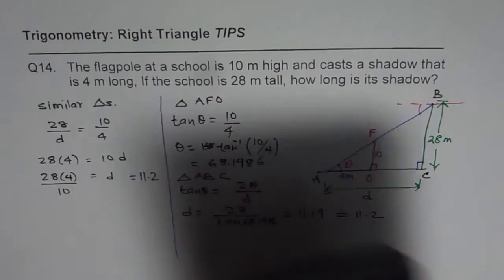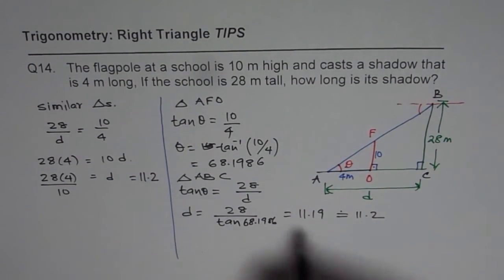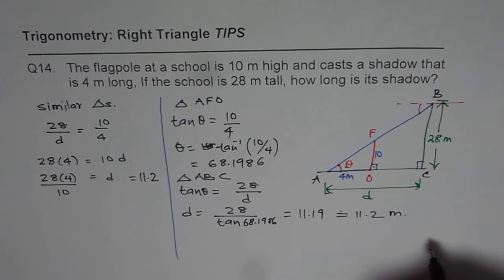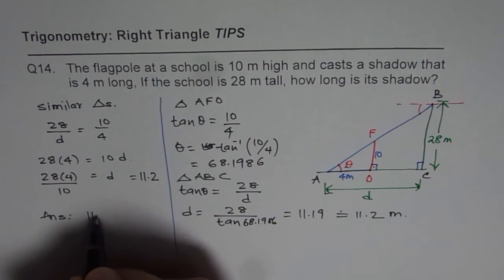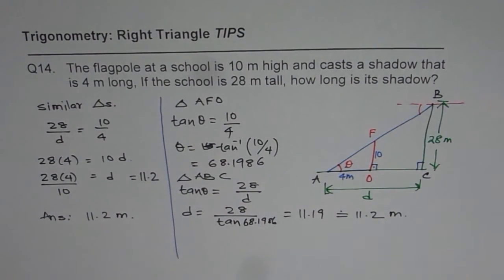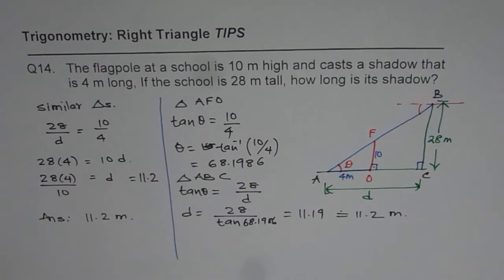Do you get the idea? So we get the same answer. Both ways we could solve this question. And therefore we can write down our answer as: shadow length is 11.2 meters. Remember, whenever you are working with angles, to get accurate answers, you have to use 4 decimal places. That helps. Thank you and all the best.